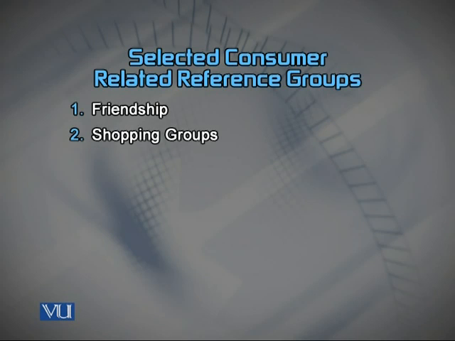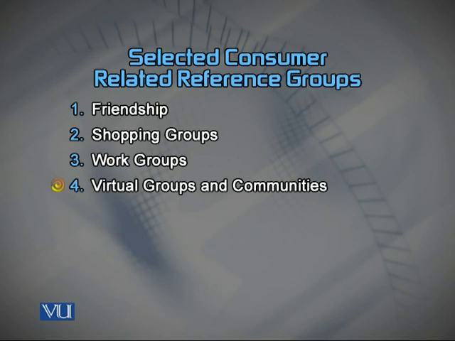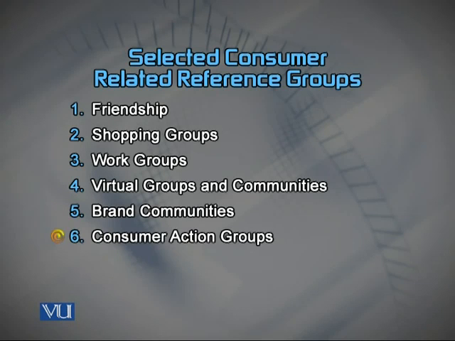Now the kind of groups that we have, there are 6 types, and the first one is the friendship group, the second one is the shopping group, third is the work group, fourth is the virtual communities, fifth is brand communities, and finally we have consumer action forums or groups.